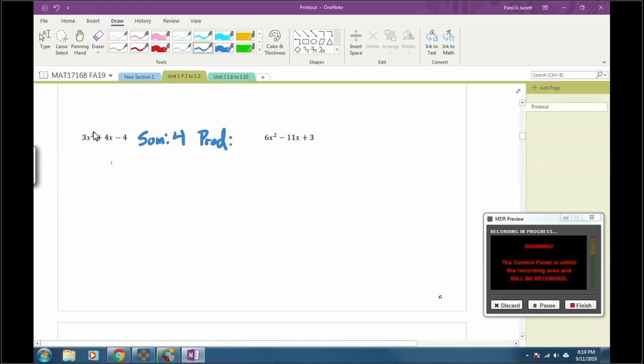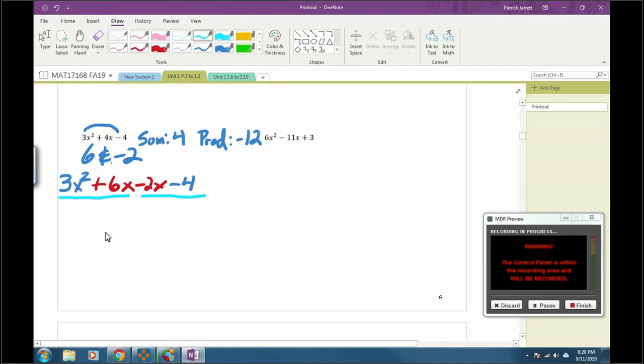a product of negative 12. So, what's going to happen here is we figure out those two numbers. Those two numbers are going to be 6 and negative 2. So what will happen is we have 3x squared minus 4 on the end, but instead of 4x, we can write this as 6x minus 2x. And then we can factor by grouping.